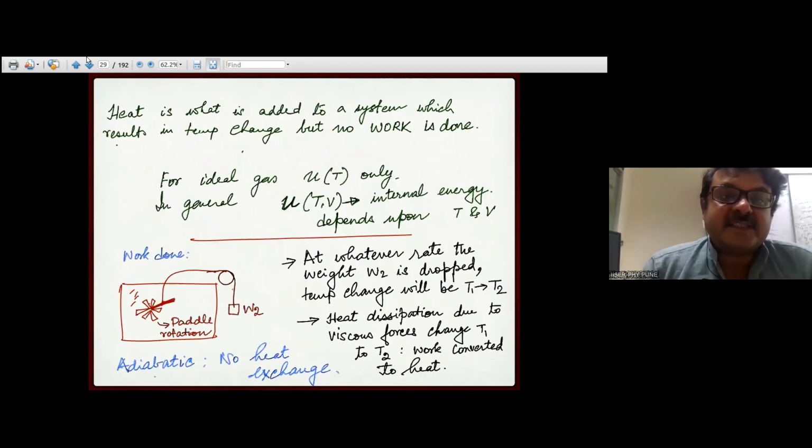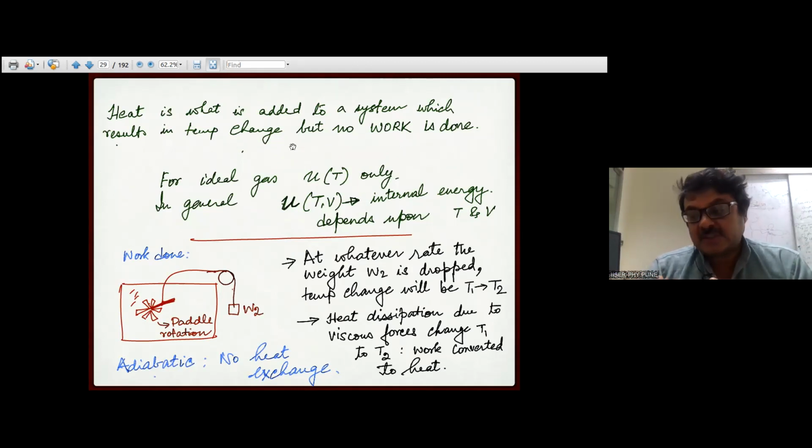So, what is heat? The formal definition is the amount of energy that is added to a system, which results in temperature change but when no work is done. So there's a temperature change, something inside the system is changing, internal energy is changing, or it could decrease, is added or subtracted to a system, which results in a temperature change, but there's no work done.